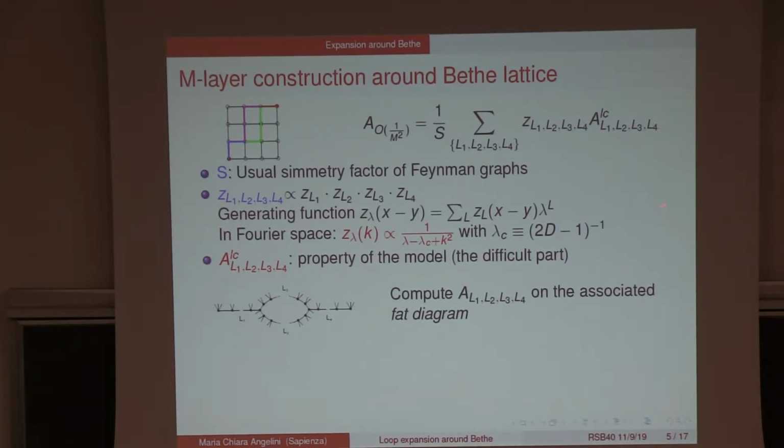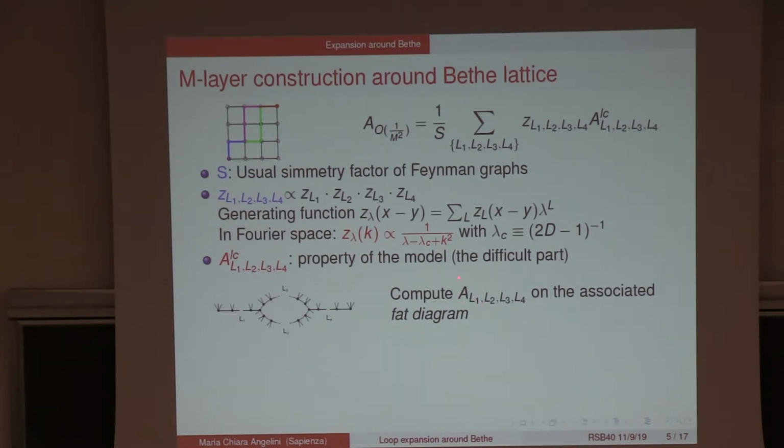So what is this line-connected observable? You should compute it for each model. I choose the Ising model, and so I can compute this one. But if you choose your favorite model, you should compute this line-connected observable on your model. So how to compute it? This is the difficult part, because the other two are already done by us.